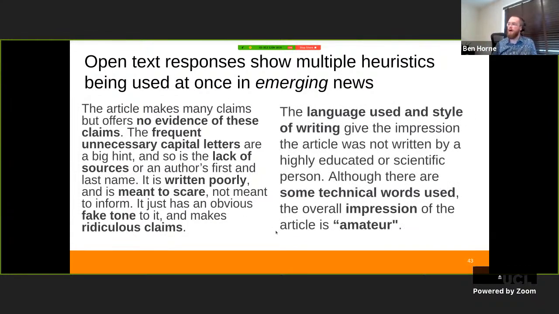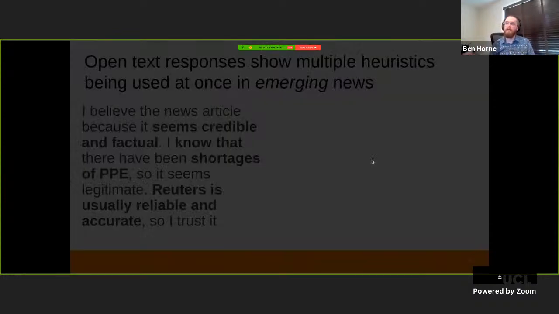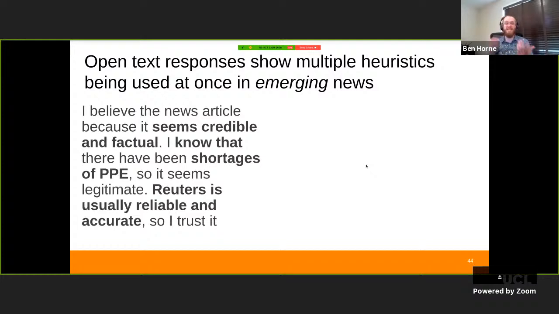You can see this here as well. The language is hinting that it's going to be an unreliable article. Some technical words are used, so it's hinting that it may be reliable. Overall impression is amateur. And you can see the same thing here. Article seems credible and factual, right? So this is an accuracy perception. Then there's some based on their knowledge. They know there's been a shortage of PPE, so it seems legitimate. Then you can see them jump to, I trust this source, thus maybe it's reliable and accurate, etc.